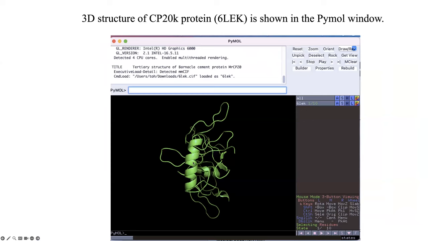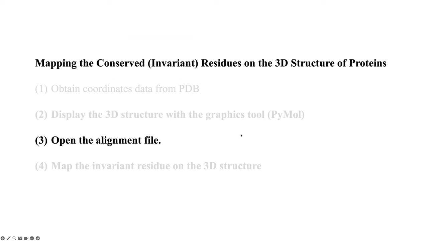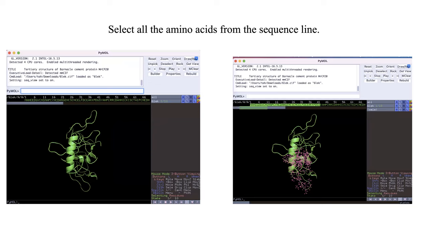As I said, the CIF file or PDB file just includes the coordinate data, a series of numerical values, and we cannot obtain any insight about the structure from such numerical values. But by using graphical tools, we can get various insights about proteins. Okay, so this is the alignment file, and we map the conserved regions on the structure.